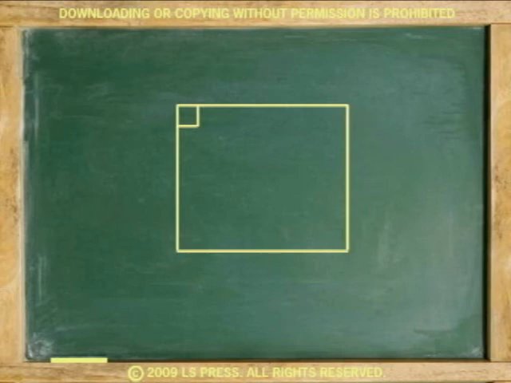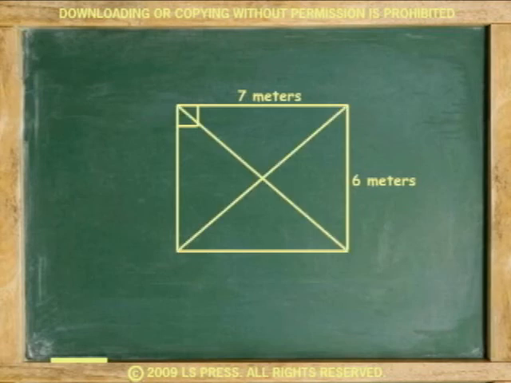For example, a carpenter is building the frame of a room. If the room is 6 meters wide and 7 meters long, how can she check if the room is rectangular? In a rectangle, the diagonals are equal. The best way for the carpenter to know if she has a rectangle with 90-degree angles is to make the diagonals equal. What is the length of the diagonals if the sides are 6 and 7?